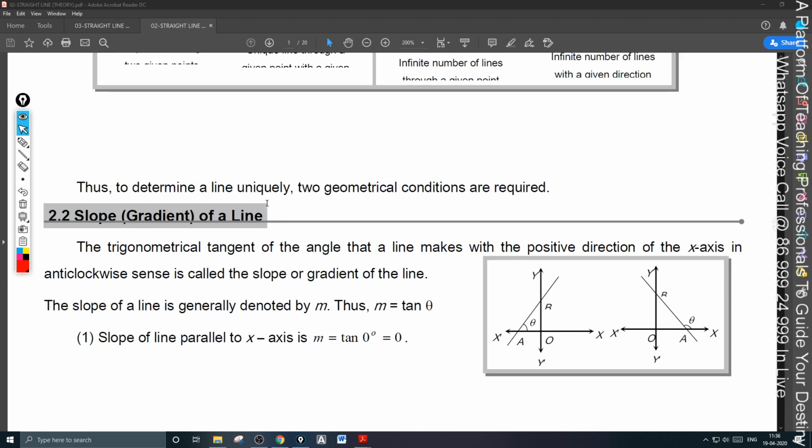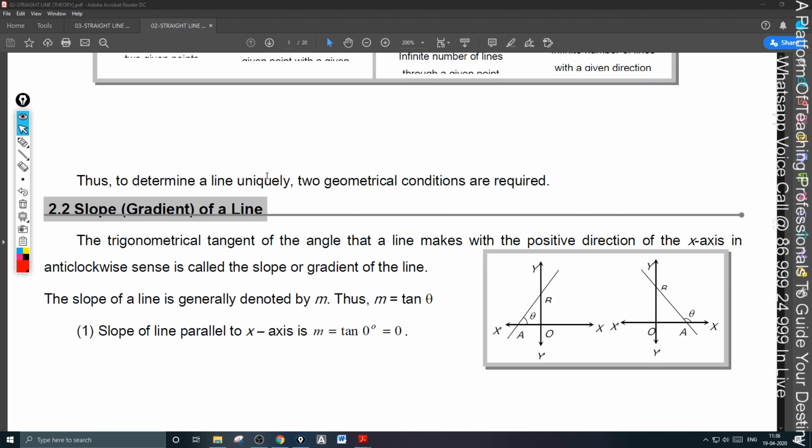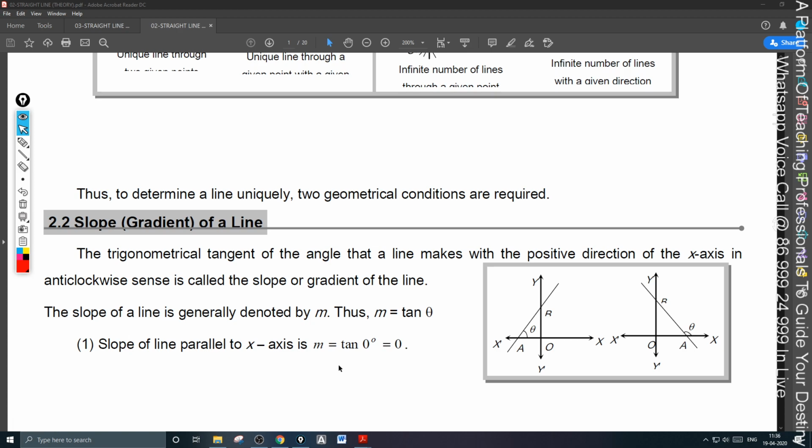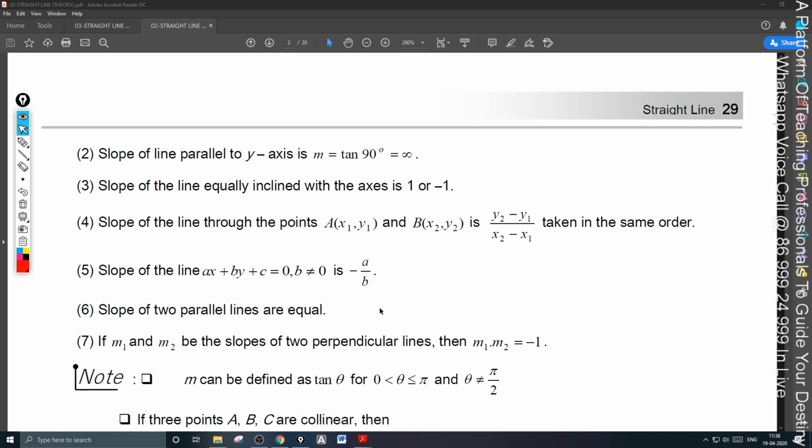Now, slope or gradient of a line is the tangent of the angle of inclination. What is inclination? It is the angle made by any line with the x-axis in the positive direction, which is nothing but the slope or gradient. For the revision's sake, slope of x-axis is 0 and slope of y-axis is undefined. Slope of the line equally inclined with the axes is 1 or minus 1. And slope of the line through A(x1, y1) and B(x2, y2) is (y2 minus y1) by (x2 minus x1), taken in the same order. I derived it yesterday. And slope of the line ax plus by plus c equal to 0, b not equal to 0, is minus a by b.